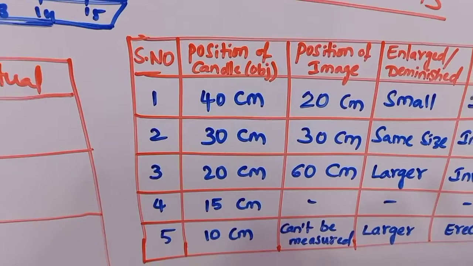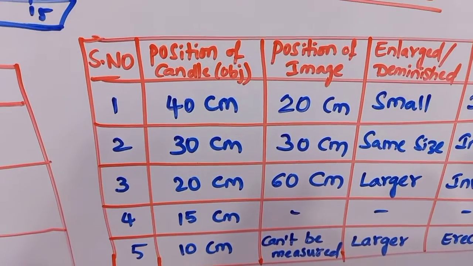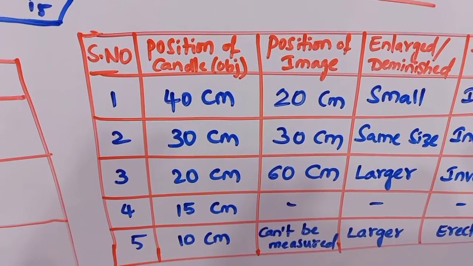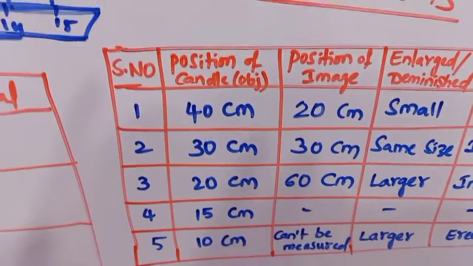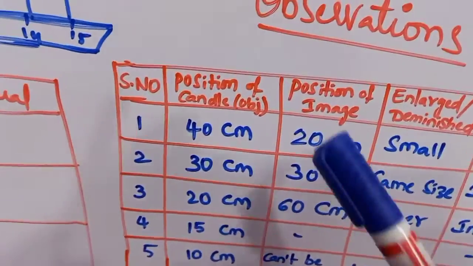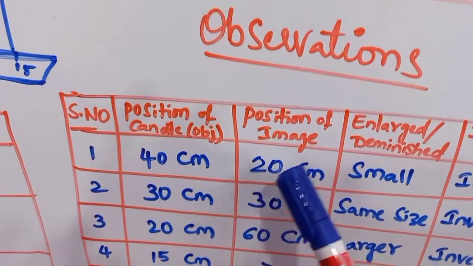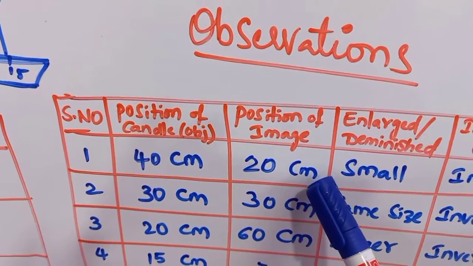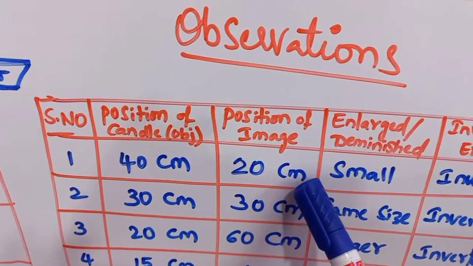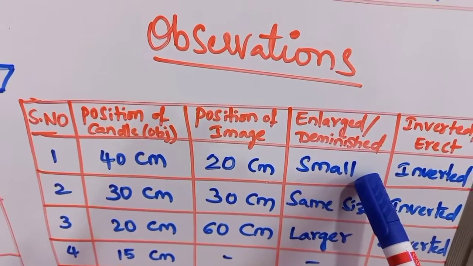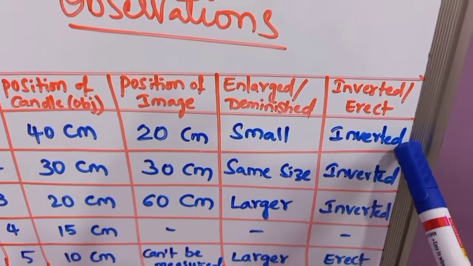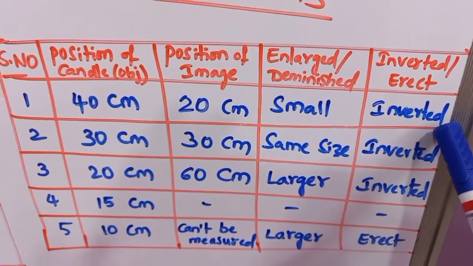So serial number 1, when the position of the object is 40 centimeters from the mirror. When the candle is placed 40 centimeters away from the concave mirror, then the image is formed at 20 centimeters away from the mirror, and the size of the image is found to be small, and the image is inverted, that is, upside down.